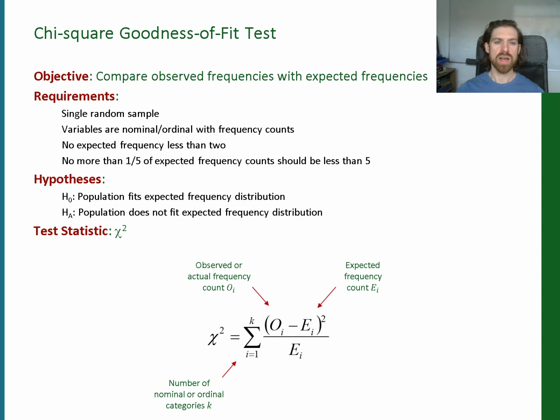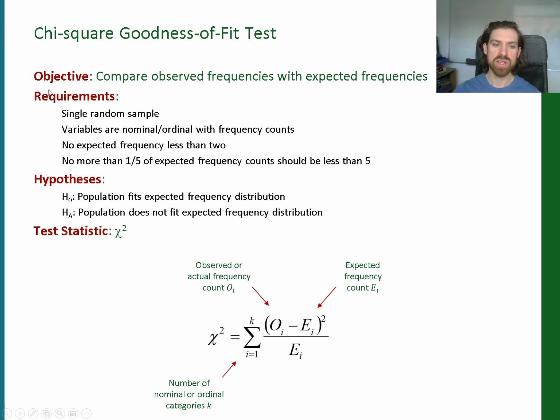So how do we calculate chi-squared? What we're trying to do in this test is compare observed frequencies with the expected frequencies that we would expect to occur at random. There are certain assumptions that we need to meet in order to reliably use this test. The requirements are that we have a single random sample, and that the variables are nominal or ordinal with frequency counts. That could be data that we've collected through a survey-based approach, or maybe you had to downgrade data to being ordinal.